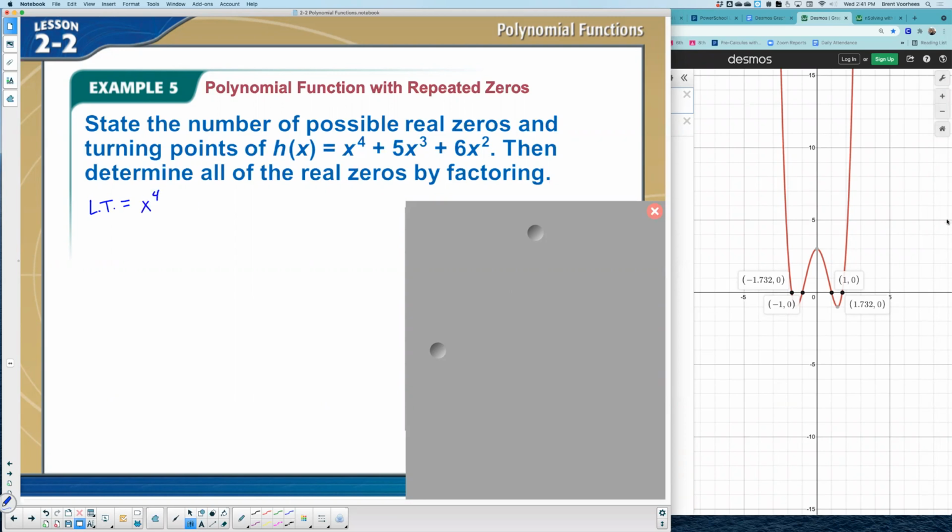Okay, so Jordan, how many possible zeros? My leading term is x to the 4th. How many possible zeros do I have? 4. All right, 4 possible zeros. Good, thank you. We have 4 possible zeros. And Luis, how many possible extrema could I have? 3 is correct because it's always 1 less. 3 possible extrema.